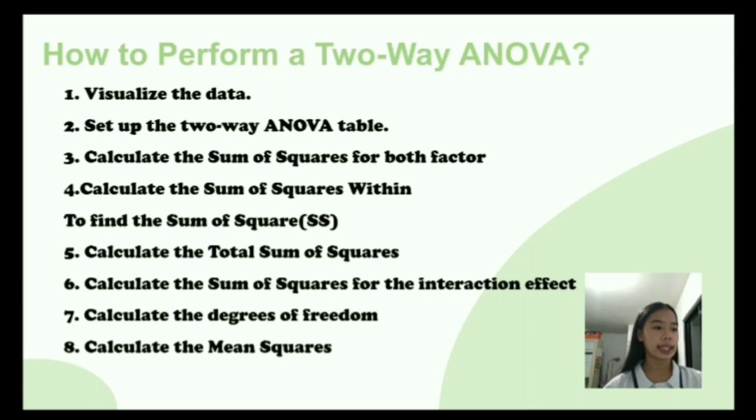Number 6 is calculate the sum of squares for the interaction effect. After calculating the other sums of squares, find the same for the interaction effect by using this formula. 7 is calculate the degrees of freedom. The next column in the two-way ANOVA table is the degrees of freedom, which is the DF. The degree of freedom is the number of values in the data after completing the calculation. Lastly is number 8, which is calculate the mean square.